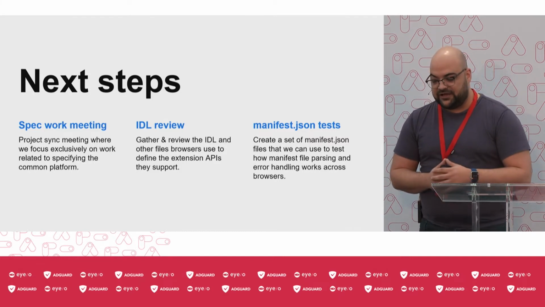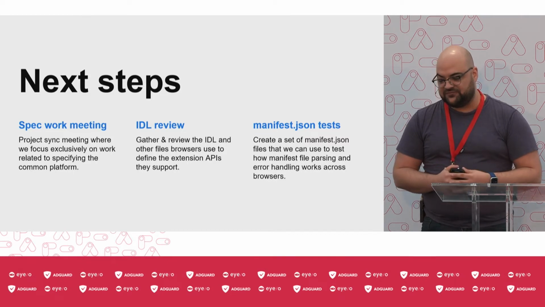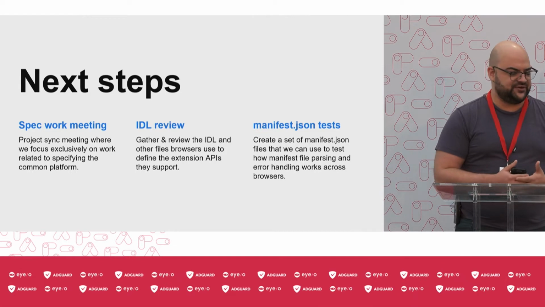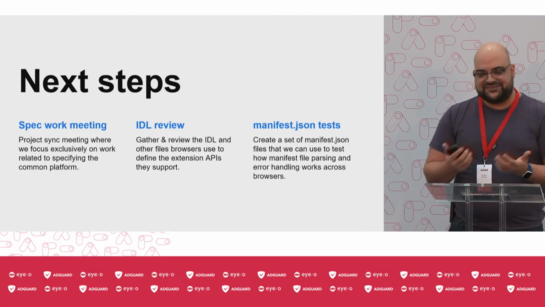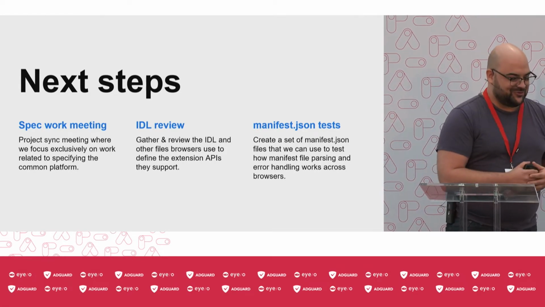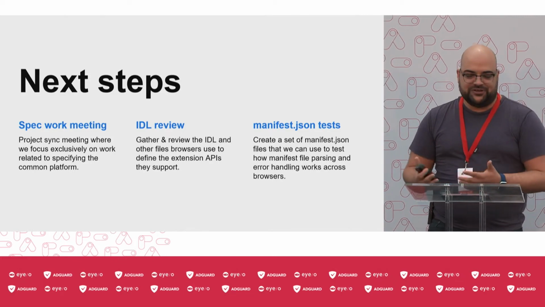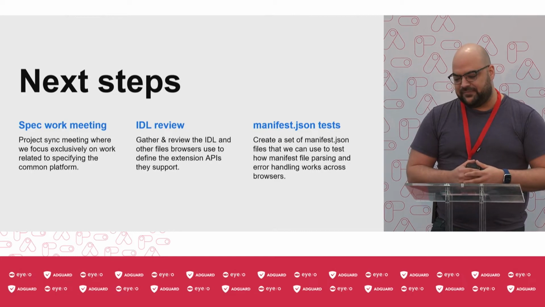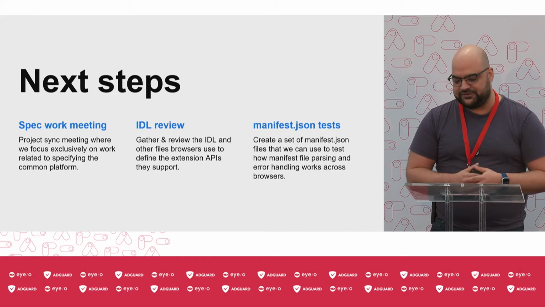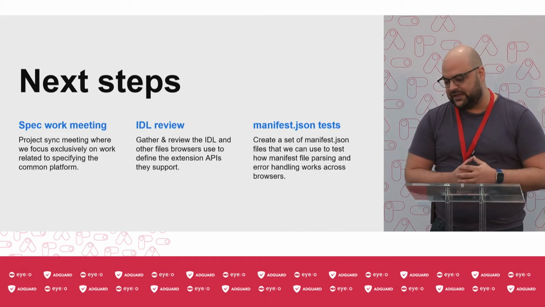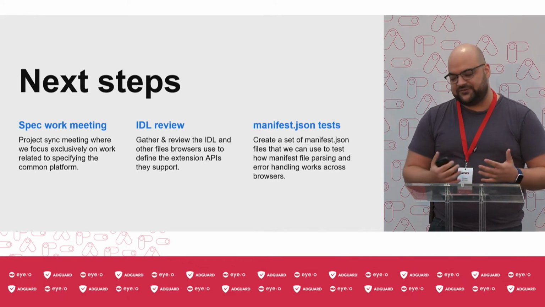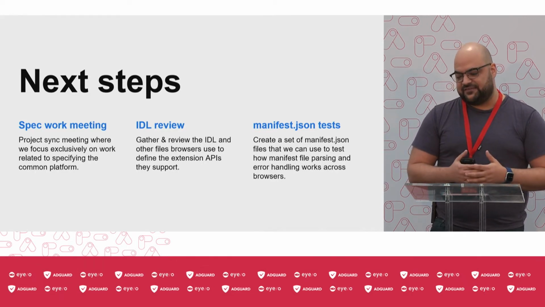And finally, the last item that we discussed and resolved was that we're going to be targeting a set of manifest JSON tests. So a manifest JSON file, as I imagine most of you are aware, is the primary entry point to an extension, and browsers have a decent number of incompatibilities on how they parse and handle values in those fields, especially between MV2 and MV3.